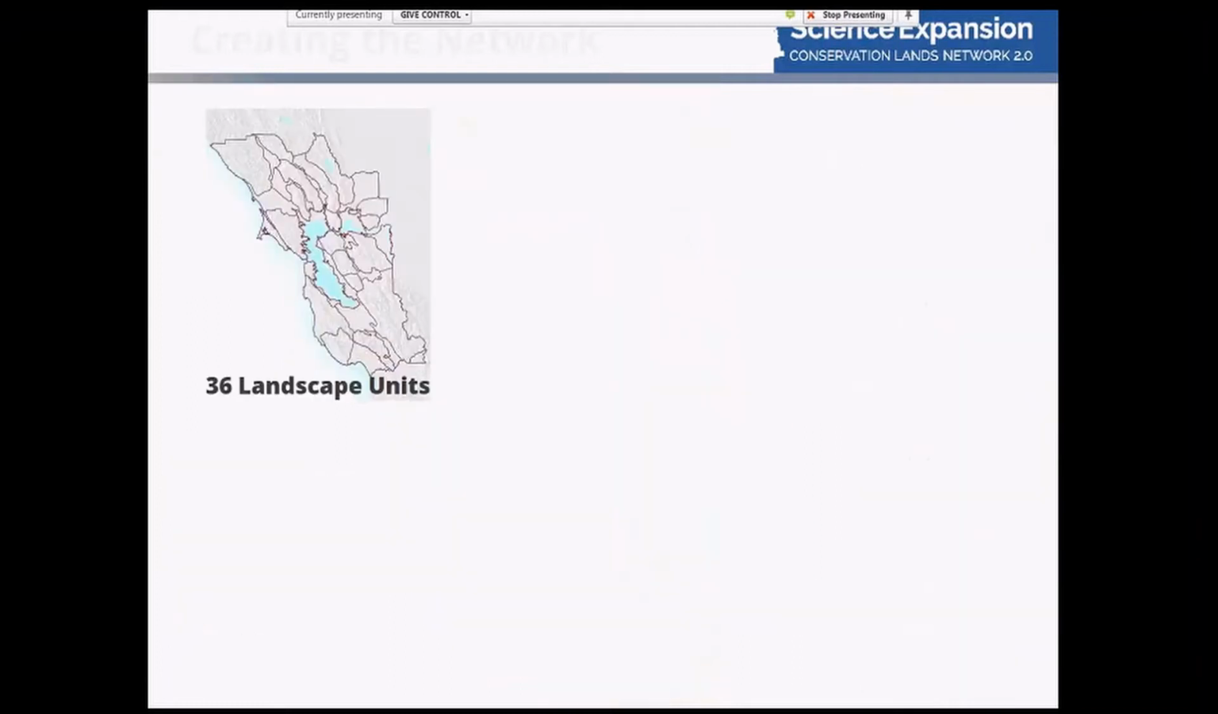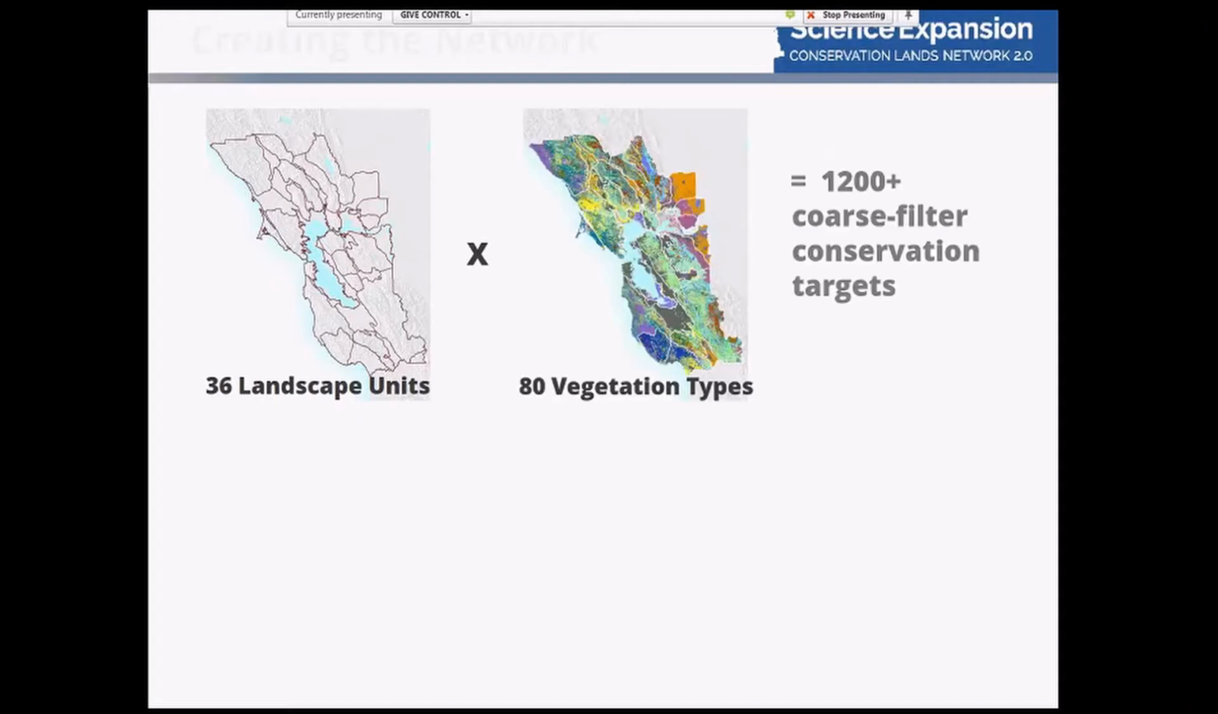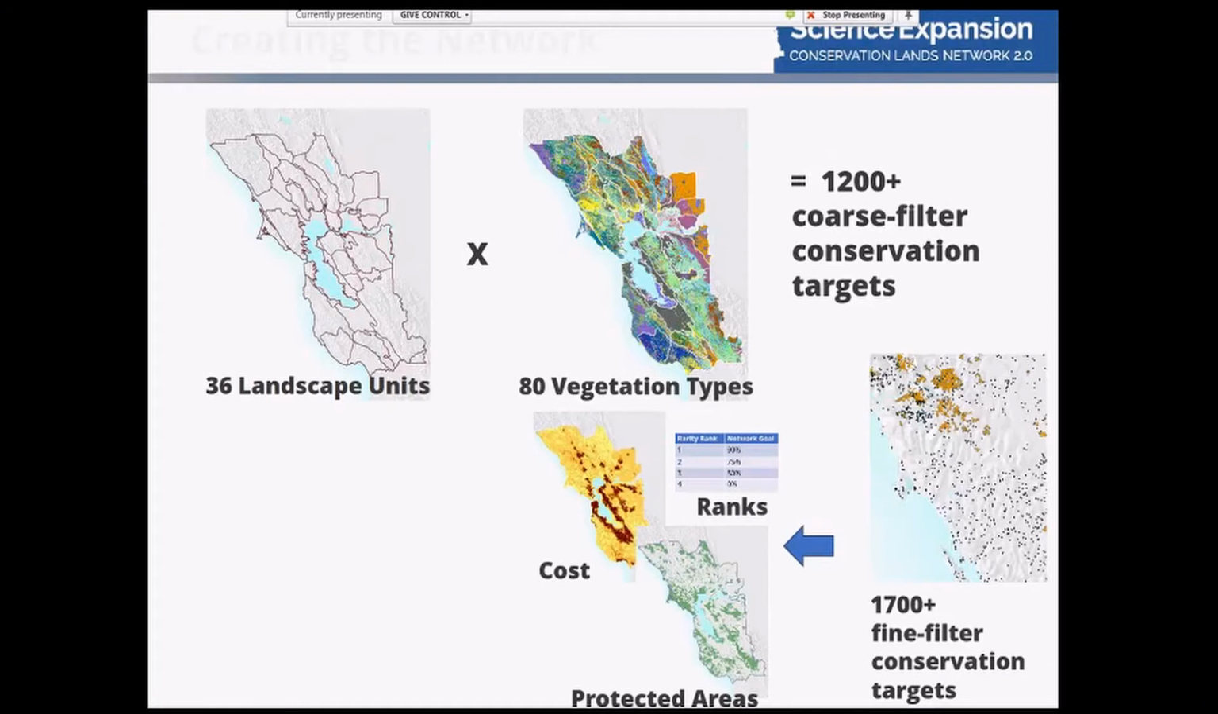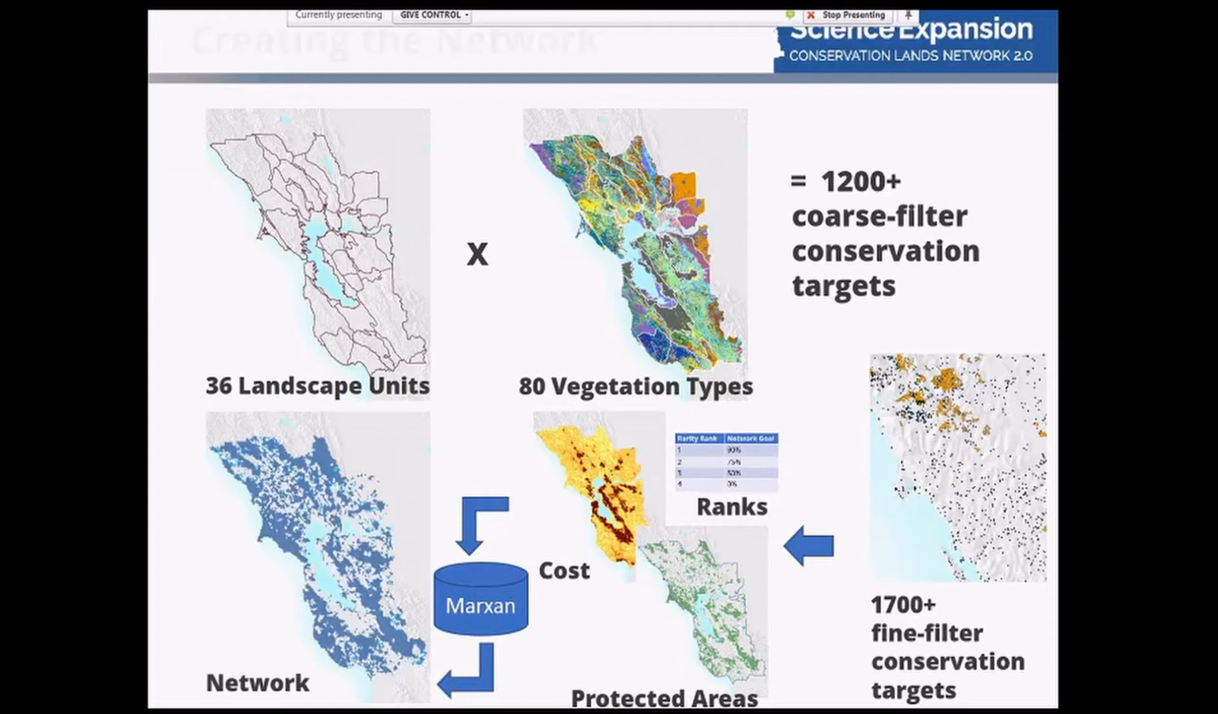So bringing it all together, we start with our landscape units and our vegetation types, and we get our coarse filter conservation targets. Then we get our 1,700 fine filter conservation targets, which are all ranked. We merge the rankings, our existing protected areas, and our cost layer. Those are fed into Marxan, and Marxan produces, like I said, an efficient, low-cost network.